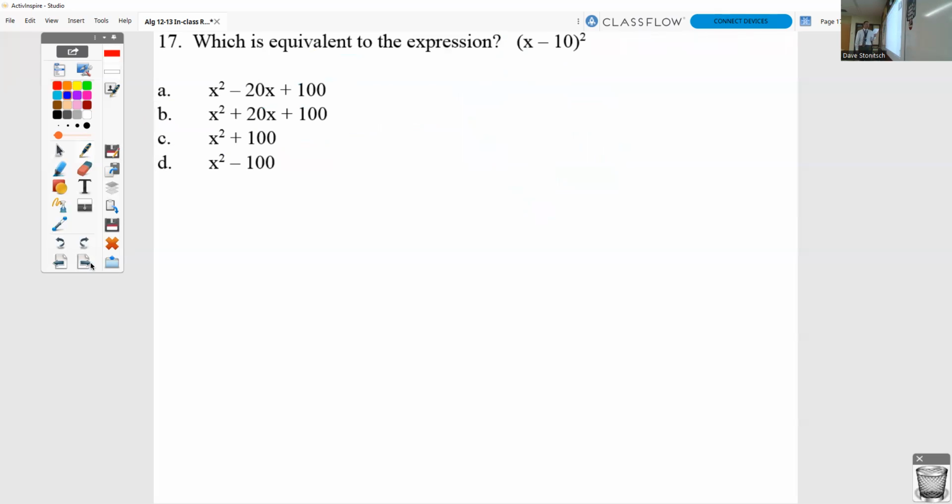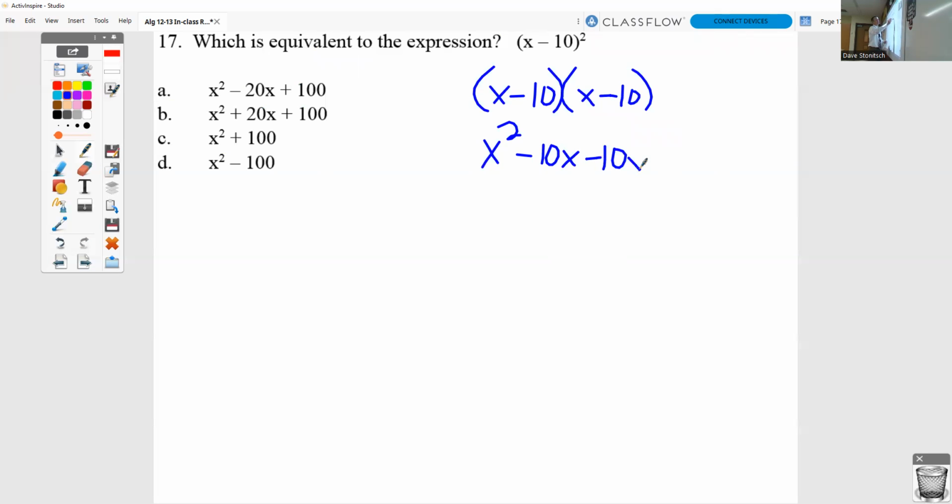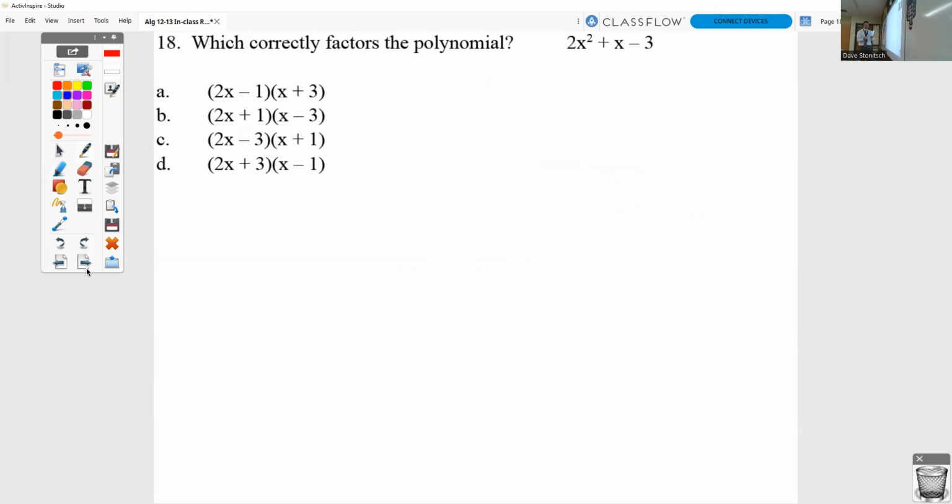Number 17. What is equivalent to this? All that this means is x minus 10 times x minus 10. We're just doing FOIL. So firsts, outers, inners, lasts. Add together your like terms here for a negative 20x, and you get choice A. Question number 18, last one. All you want to do is reverse FOIL.